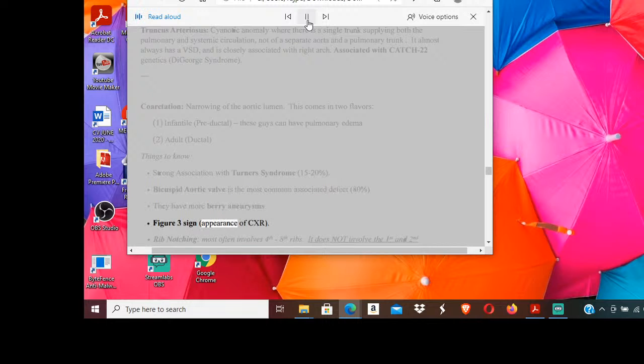Figure 3 sign, appearance on CXR. Rib notching, most often involves the 4th through 8th ribs. It does not involve the 1st and 2nd because those are fed by the costocervical trunk.